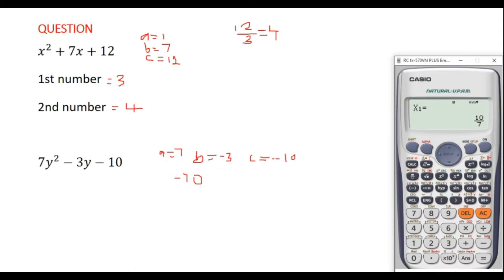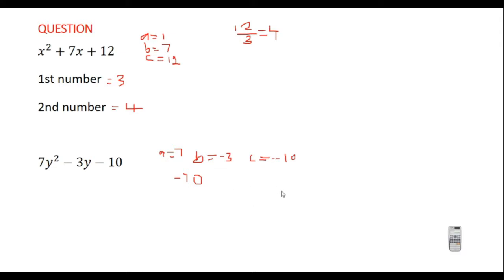As I said, the answer that the calculator gives you, if it's positive, pick it as negative. If it's negative, pick it as positive. So here it is giving us positive 10/7. So we are going to pick it as negative 10/7. Then after you pick it as negative, multiply that number by A. In this case, A is 7. So we are going to have negative 10/7. We multiply that by A, which is 7. You know that 7 will cancel 7, giving us 10. So the first number will be negative 10.